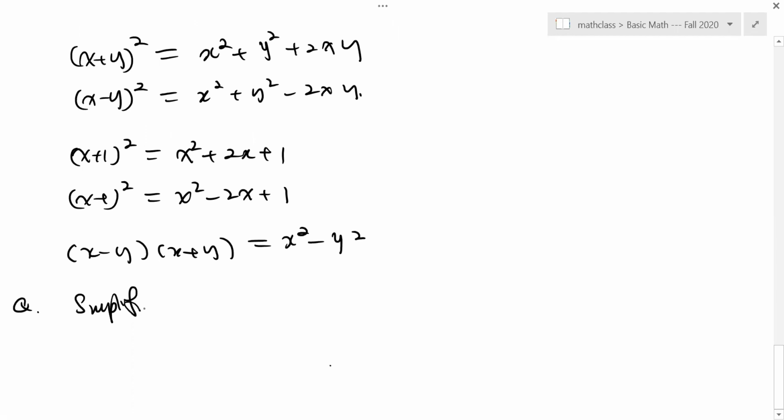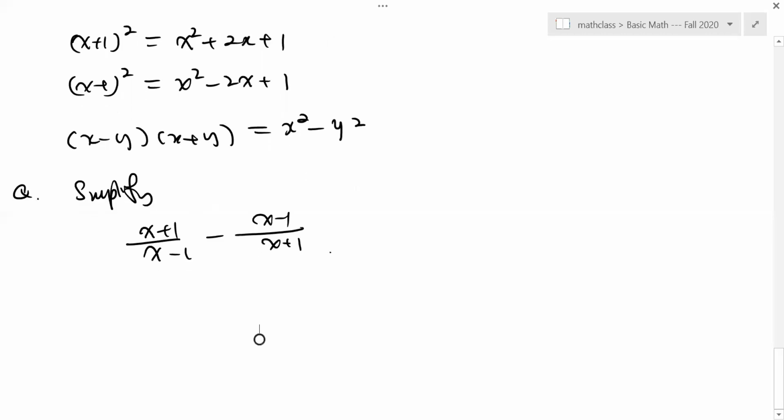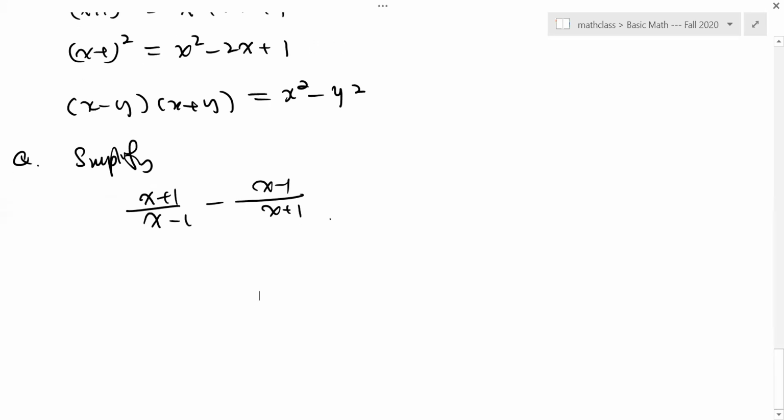Simplify (x plus 1) over (x minus 1) minus (x minus 1) over (x plus 1). Okay, so try this. I hope you can simplify. Can you figure out the numerator? The denominator is x minus 1 times x plus 1. So what is the numerator after you simplify? Okay, I'll wait for you to give me the answer.